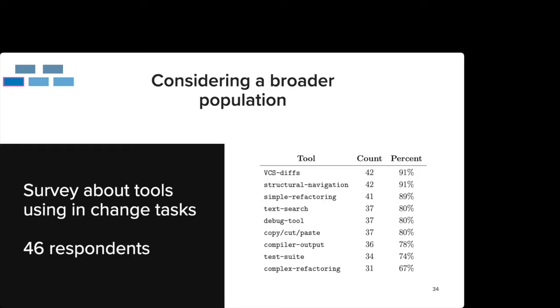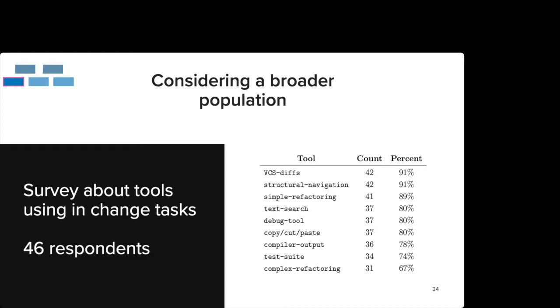Now you might be saying to yourself, that's great, but it's only 17 developers. To gain some broader insights, Anna used a survey that asked about software tools used in change tasks. There were 46 experienced respondents to the survey. Interestingly, the most used tool reported by the participants as part of change tasks was a version control differencing tool. You can see that the respondents were largely familiar with simple refactoring tools, and 67% reported familiarity with what we characterized as complex refactoring tools.